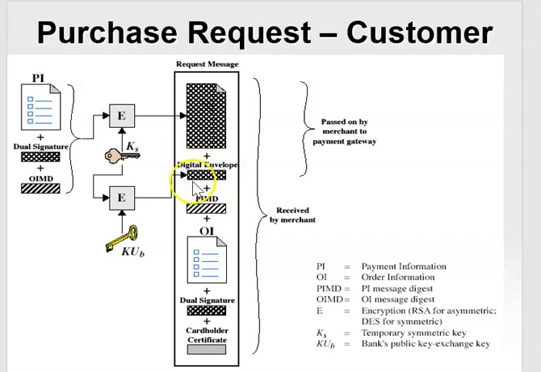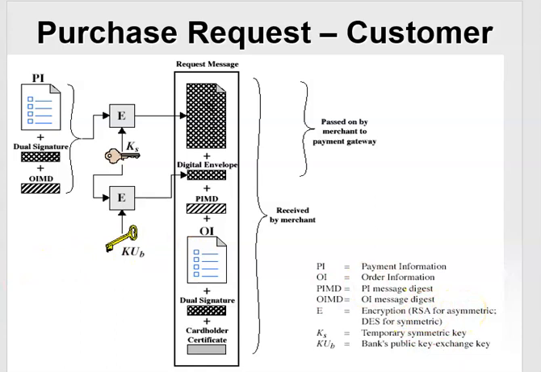digital envelope. Now PIMD, OI, dual signature, and the cardholder certificate, all these are received by the merchant, whereas only this encrypted payment information will be passed on by the merchant to the payment gateway for the payment authorization. So this is KUP, that is the public key of the bank, and the encryption is done by RSA for the symmetric key.